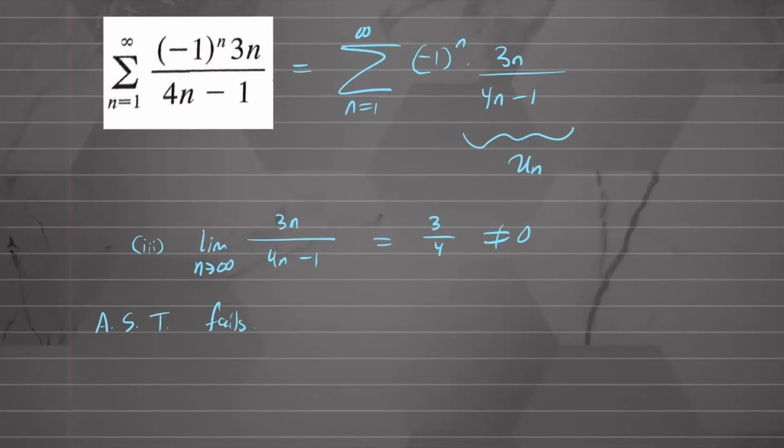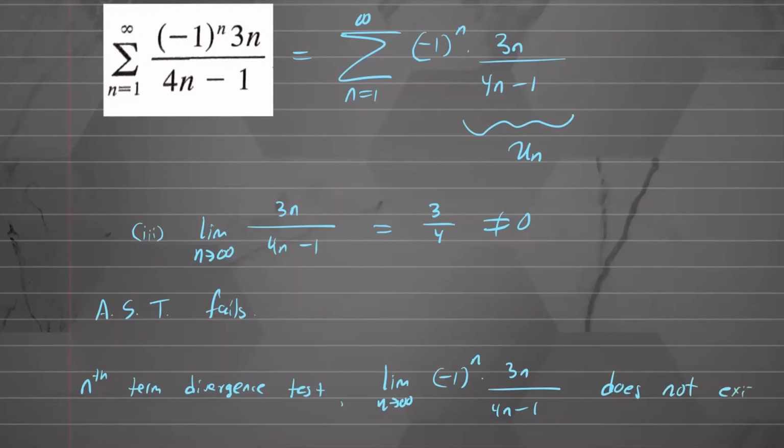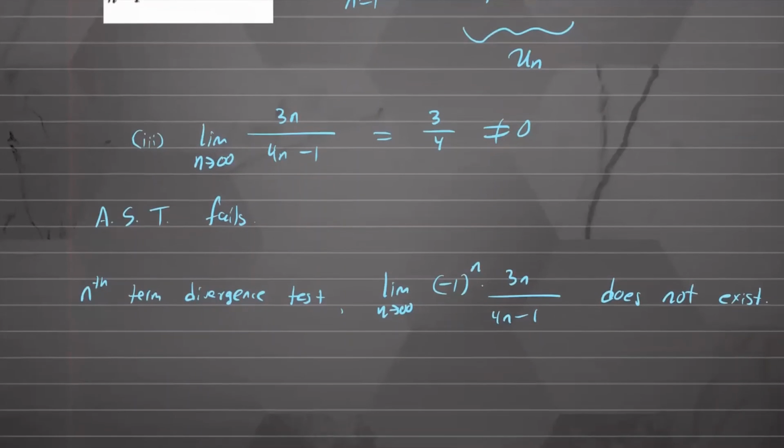Now, we have talked about the nth term divergence test. That's what we're going to apply here. If you do the nth term divergence test, which told us to just take the limit of our sequence, you take the limit as n goes to infinity of negative 1 to the n times 3n over 4n minus 1. This limit does not exist. So therefore, by the nth term divergence test, this diverges.